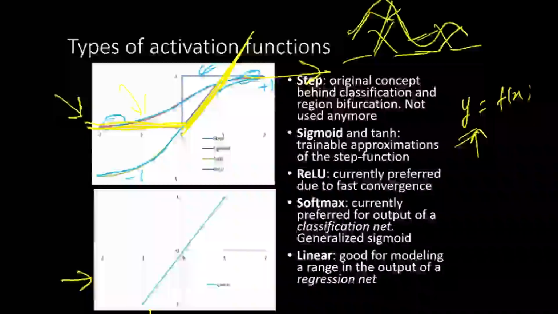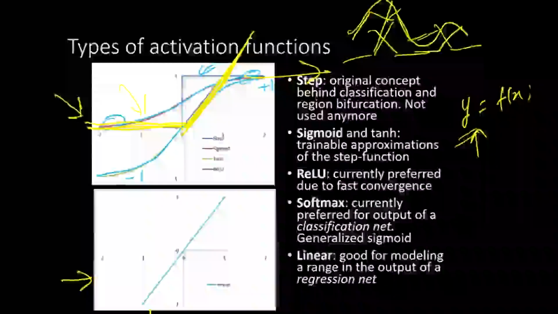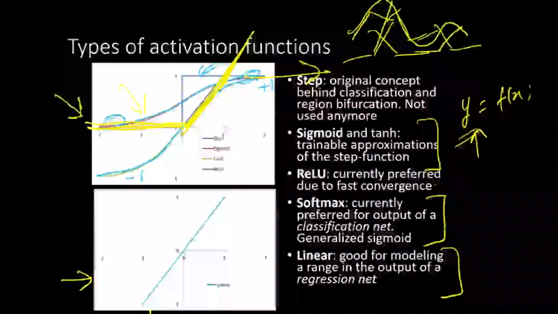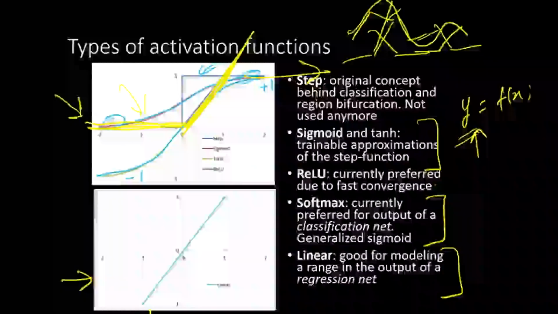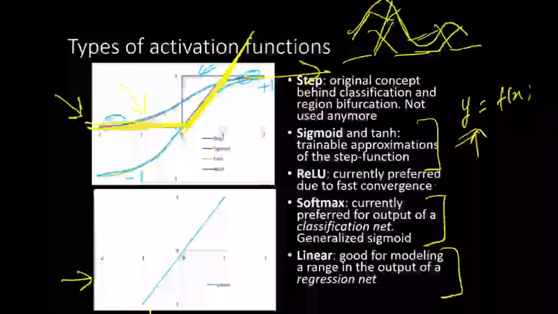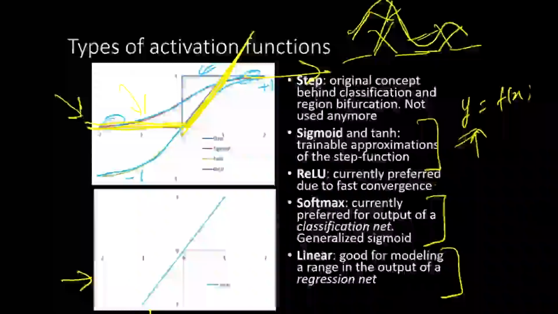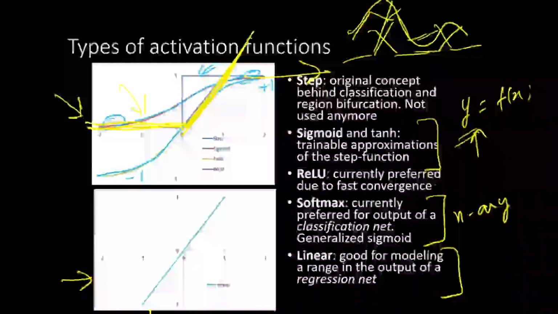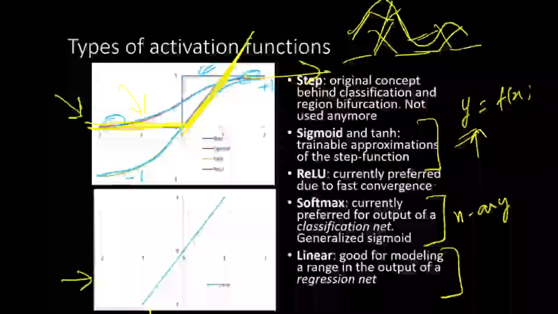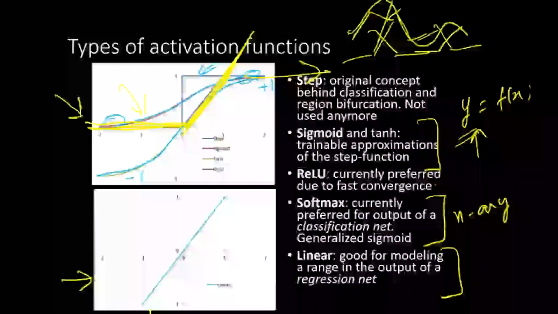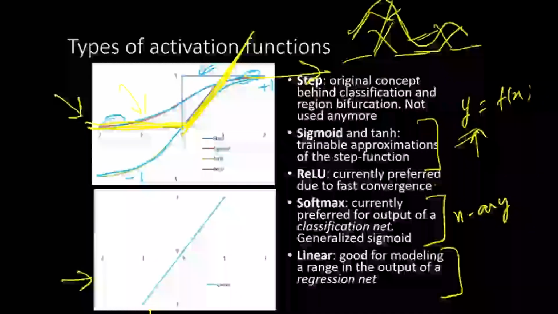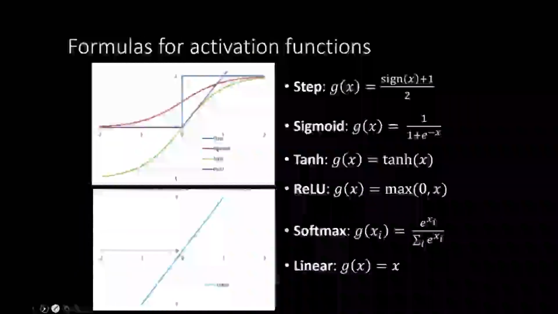For classification nets, we will have softmax and sigmoids. Sigmoid for binary classification, softmax for n-ary classification. It's a generalization over sigmoid. But for the hidden layers, we can either have tanh, or we can have sigmoid, or we can have ReLU. The preferred one is ReLU, the rectified linear unit.